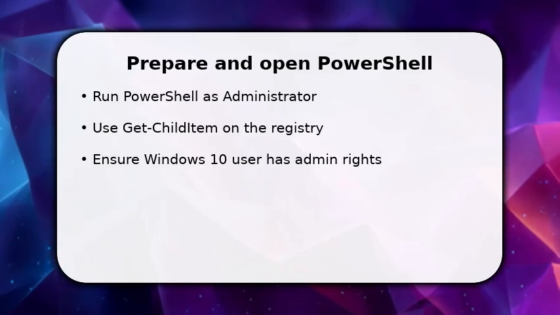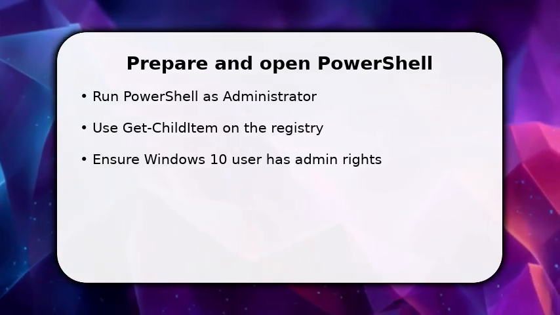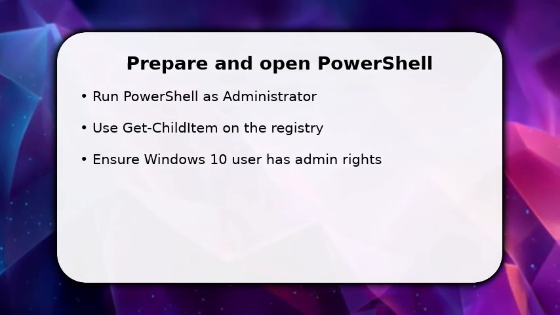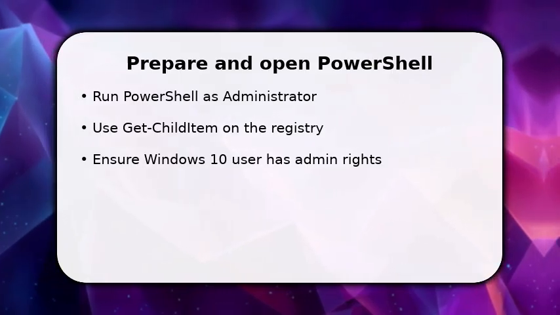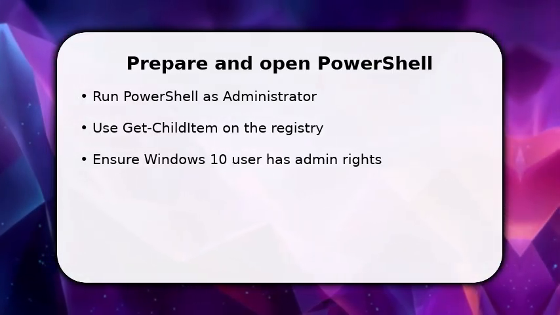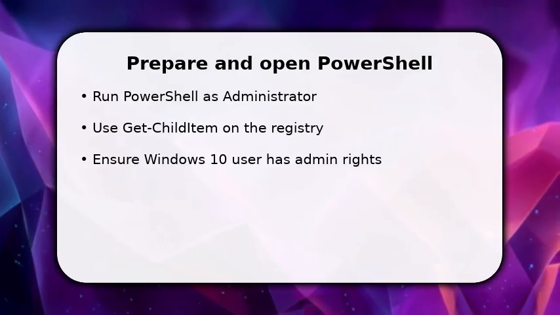Enjoy the video. You start by opening PowerShell as administrator because we need registry access. Type PowerShell in Start, right-click and pick Run as administrator. This gives you the permissions to query system keys.